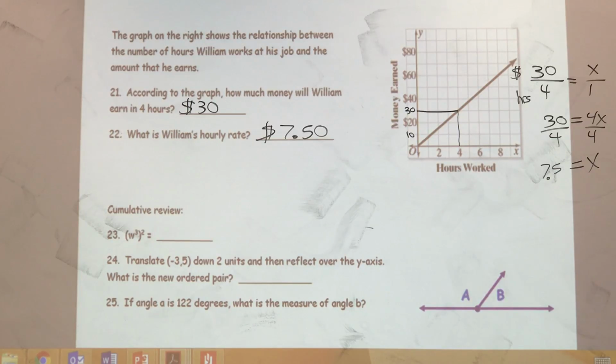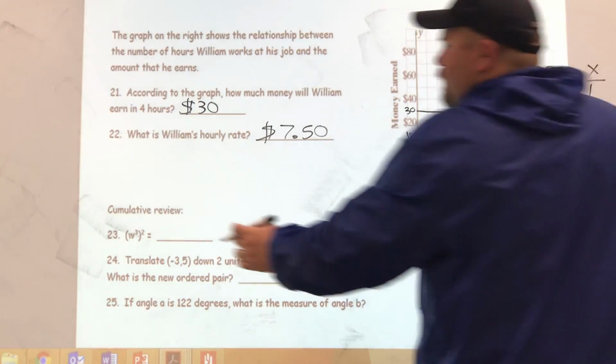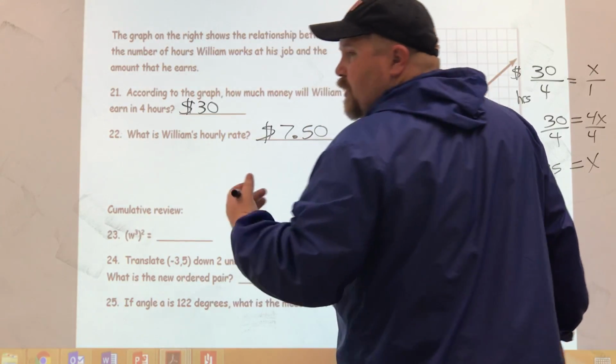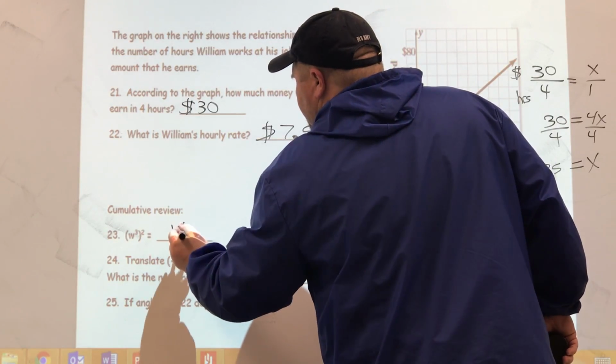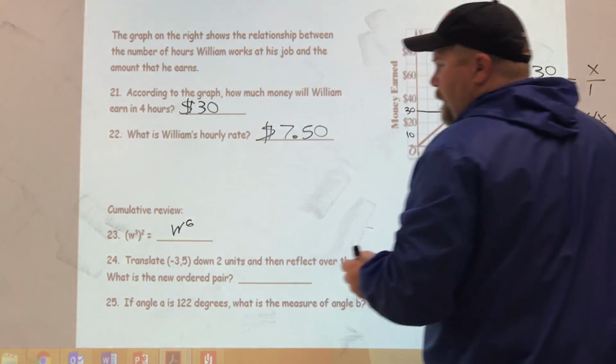Number 23, W to the third, inside parentheses, to the second. That is power to a power. You don't have like bases. You have power to a power. You multiply the powers. So that's W to the 6th power.